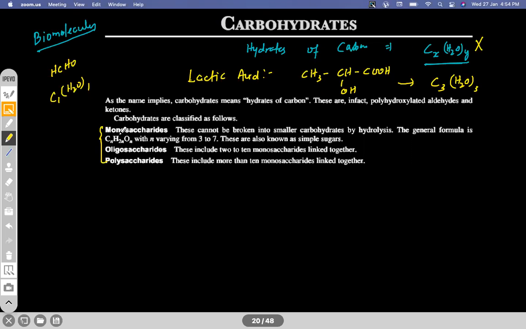Later on, carbohydrates were also classified into different categories, okay? We have monosaccharides, oligosaccharides, and polysaccharides. This is based on the number of monosaccharides we get on hydrolysis. Monosaccharides are those carbohydrates which cannot be broken down into smaller carbohydrates by hydrolysis. No hydrolysis is possible for this. Oligosaccharides include 2 to 10 monosaccharides linked together, meaning when you hydrolyze them you get 2 to 10 monosaccharides. Polysaccharides on hydrolysis give more than 10 units of monosaccharides. So based on the number of monosaccharides after hydrolysis, we have mono, oligo and polysaccharides.